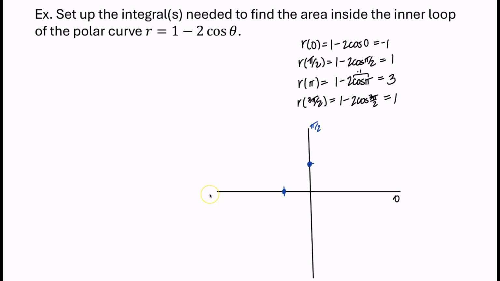At pi, pi's over here on the left, I'm going to go 3 units towards pi over 2 because that's a positive directed distance. So I'm going to be over here. And at 3 pi over 2, I'm going to go towards 3 pi over 2, 1 unit. All right, so now I'm going to go ahead and attempt to sketch my graph. So remember, when I started at an angle of 0, I'm over here 1 unit away from 0. And then what I really need to know is which way do I start going?